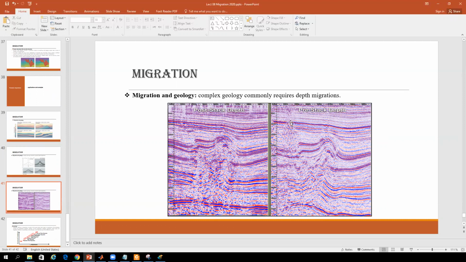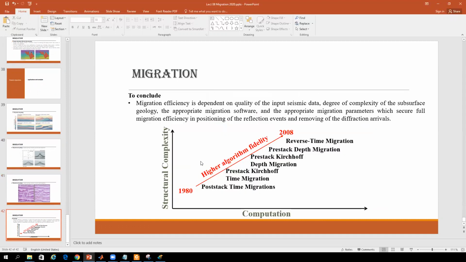And we see that here, for example, we see the fault here, and we see some features here which are not available clearly here. We see also some events which have different characters compared to the one which is here. So we will trust the pre-stack depth migration more than the post-stack depth migration.